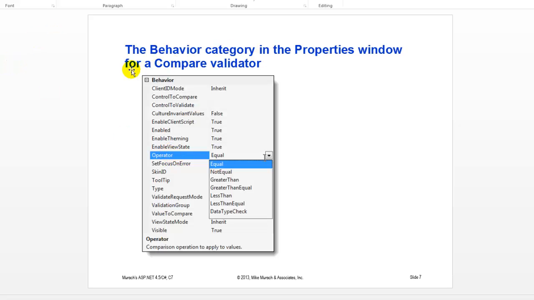For the compare validator, in the properties window, you could do this in code or in the properties window. There's the Operator, which is one of the properties under Behavior if you've got it sorted by category, and then Equal, NotEqual, GreaterThanEqual, etc. And then there's a data type check set as well.